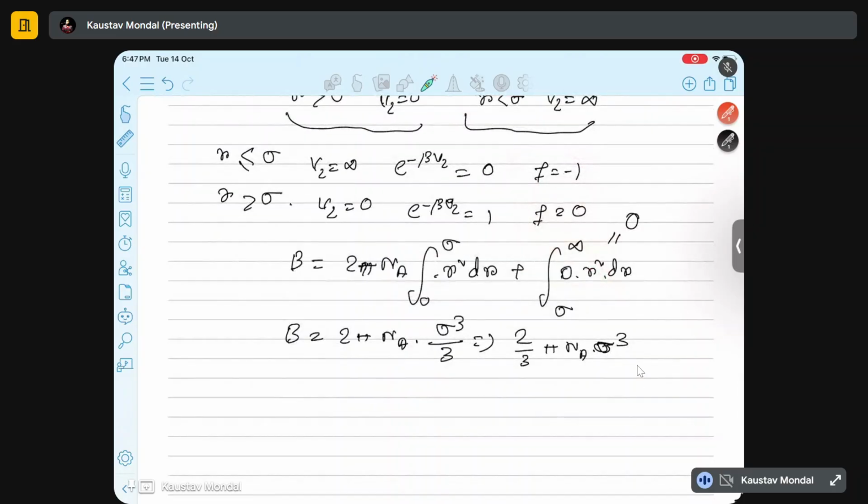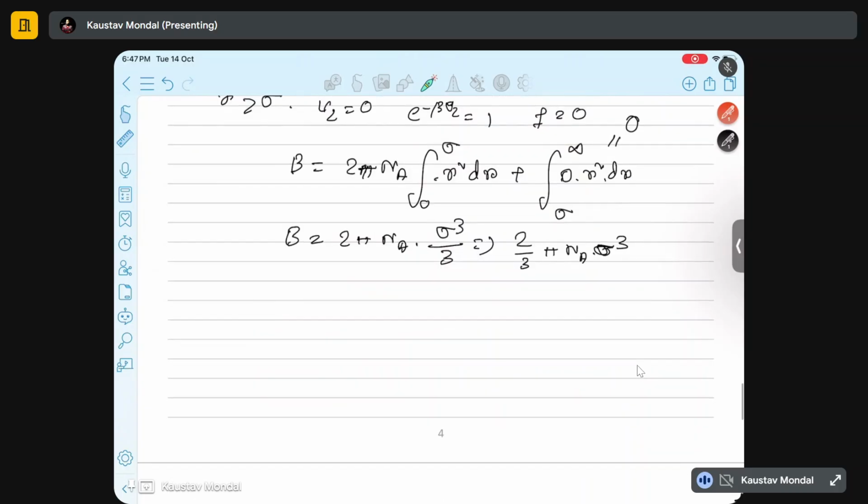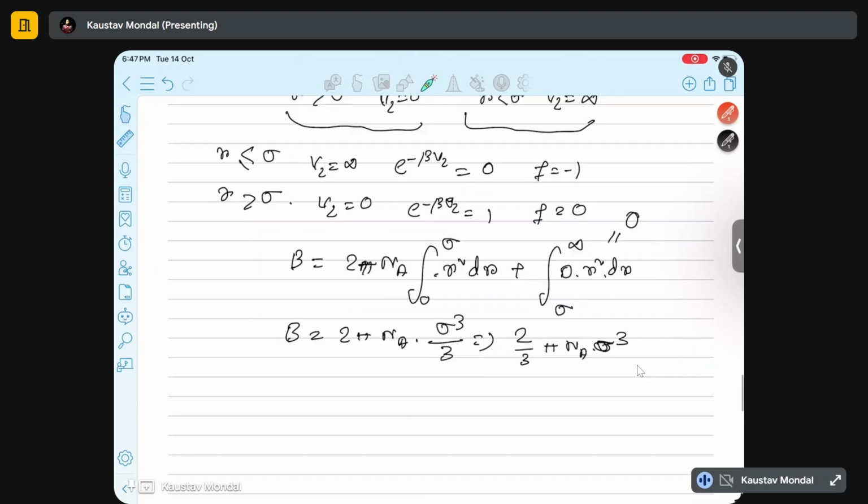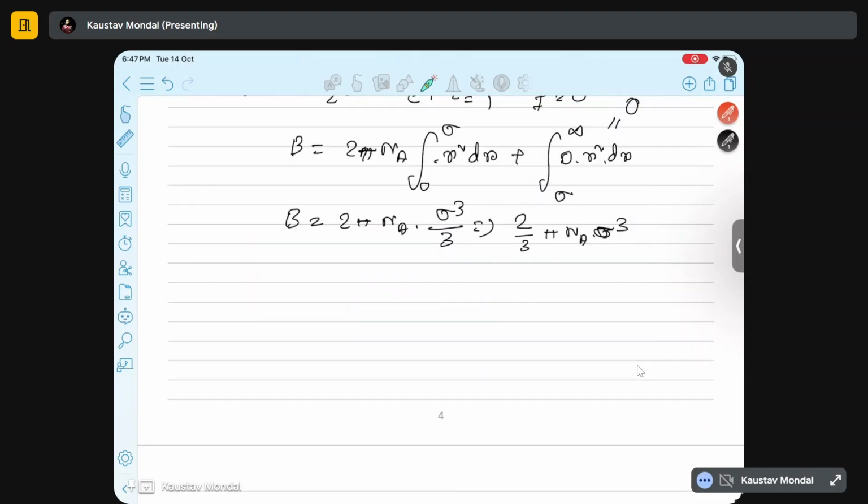For these two limits we substitute into this expression of the virial coefficient B, and after doing that we get B equal to 2 pi N_A sigma cubed by 3, or 2/3 pi N_A sigma cubed. This is the expression of B, the second virial coefficient. If you put this value into the equation of state, the equation of state gives the thermodynamic property for your system.